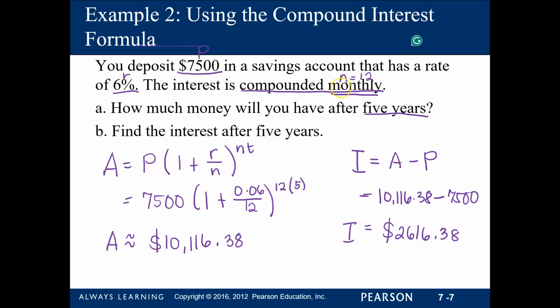So always be mindful of those keywords because they will give you the idea of what n value you will be using. Okay? All right.